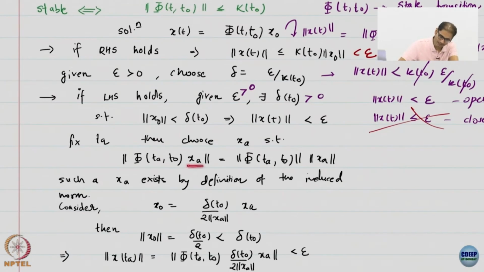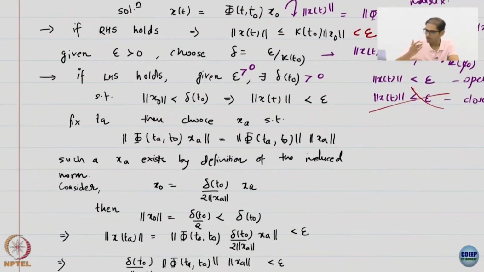Once you have such an xA, what is the good thing? You can actually now play with this system. We consider this sort of an initial condition. Do not worry about how this is going, you will close the loop and see how things worked out well for you. But this is the clinching thing here. Once you have such an xA, I construct an initial condition which is this.